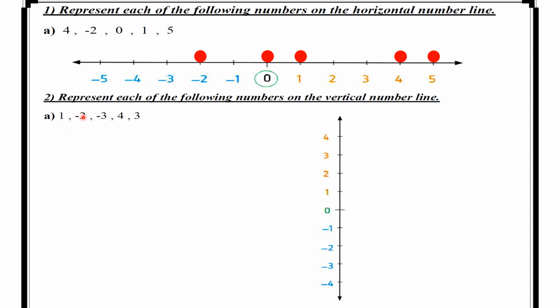Now in number 2, represent each of the following numbers on the vertical number line. We have 1, negative 2, negative 3, 4, and 3. We have here the 1, here is the 1, so we will represent it like this. We have negative 2, so it will be under the 0 or below the 0. So here is negative 2, I will represent it. Negative 3, here it is, so represent negative 3. 4 is a positive number, so it will be above the 0, so here, and here is 3, also a positive number.